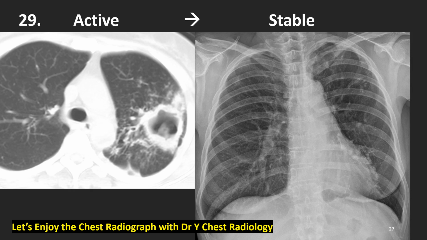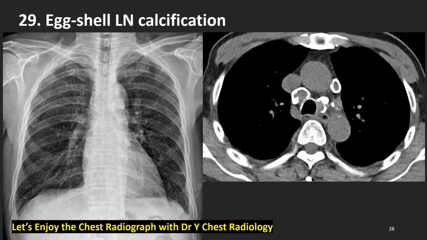We are now familiar with active findings of pulmonary tuberculosis like these, and stable findings of tuberculosis. This is stable, not changing for more than 6 months. Lymph node calcifications are another clue for stable tuberculosis.